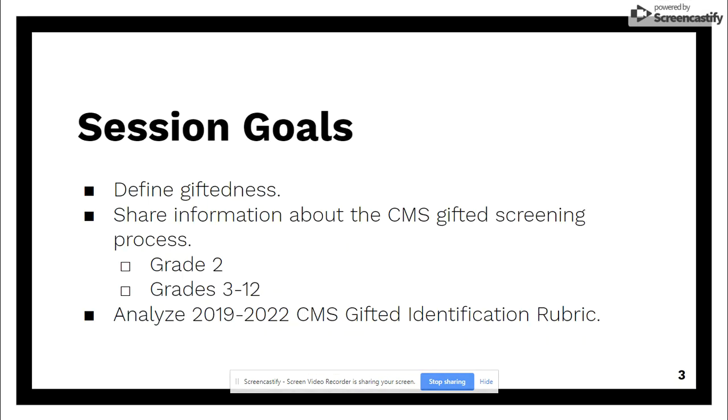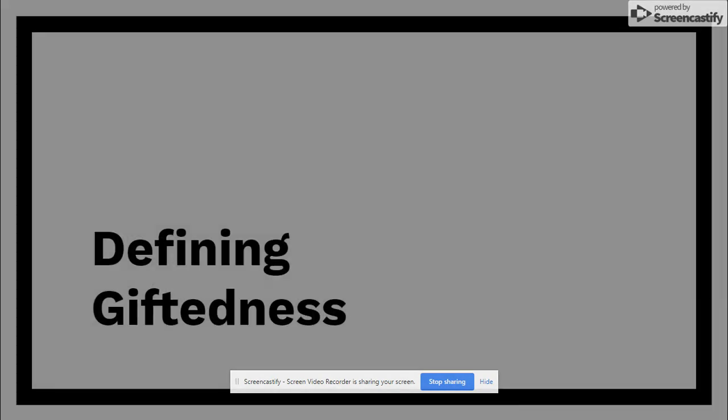Our goals today are to quickly define giftedness, share information about the 2nd grade identification process, analyze the gifted identification rubric, and talk about opportunities to qualify outside of 2nd grade.